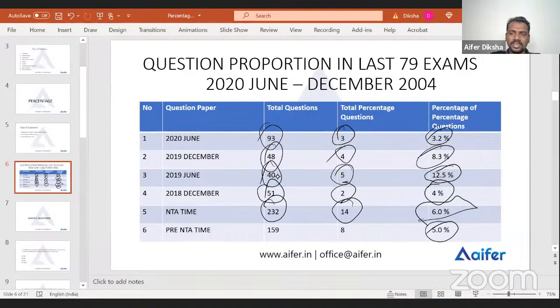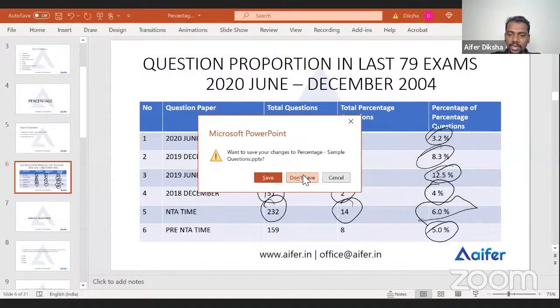The percentage question is a little less in the last term, and before that there was 8.3%, then we have 12.5%. So this is the percentage question. I will share another document. Just a minute. Yeah, I will share the next question.